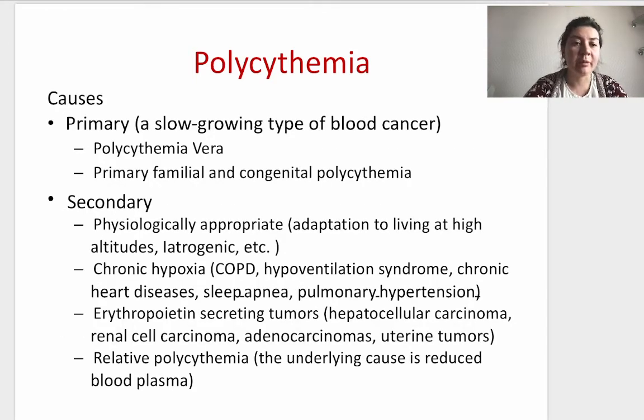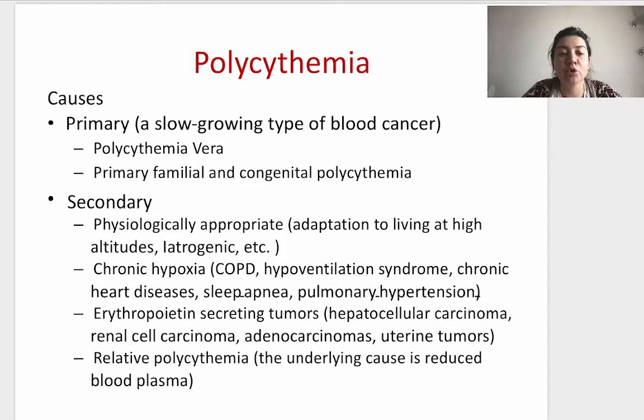Causes. Primary causes. It is a slow-growing type of blood cancer. The main diseases here are polycythemia vera, or primary familial and congenital polycythemia. But in some cases, polycythemia can be secondary to something. What can it be? It can be secondary due to physiologically appropriate causes, for example, adaptation to living at high altitudes, or iatrogenic causes, like a response to some drugs or manipulations.